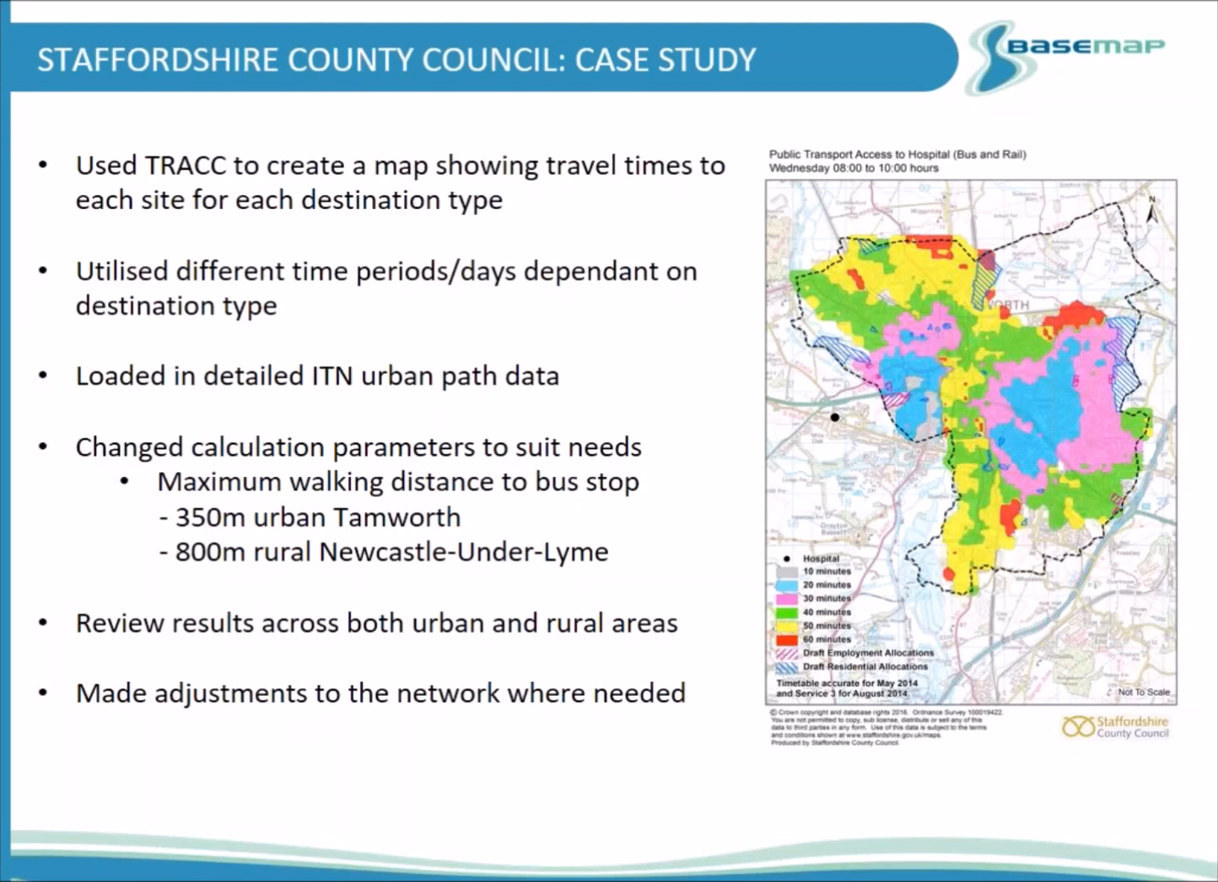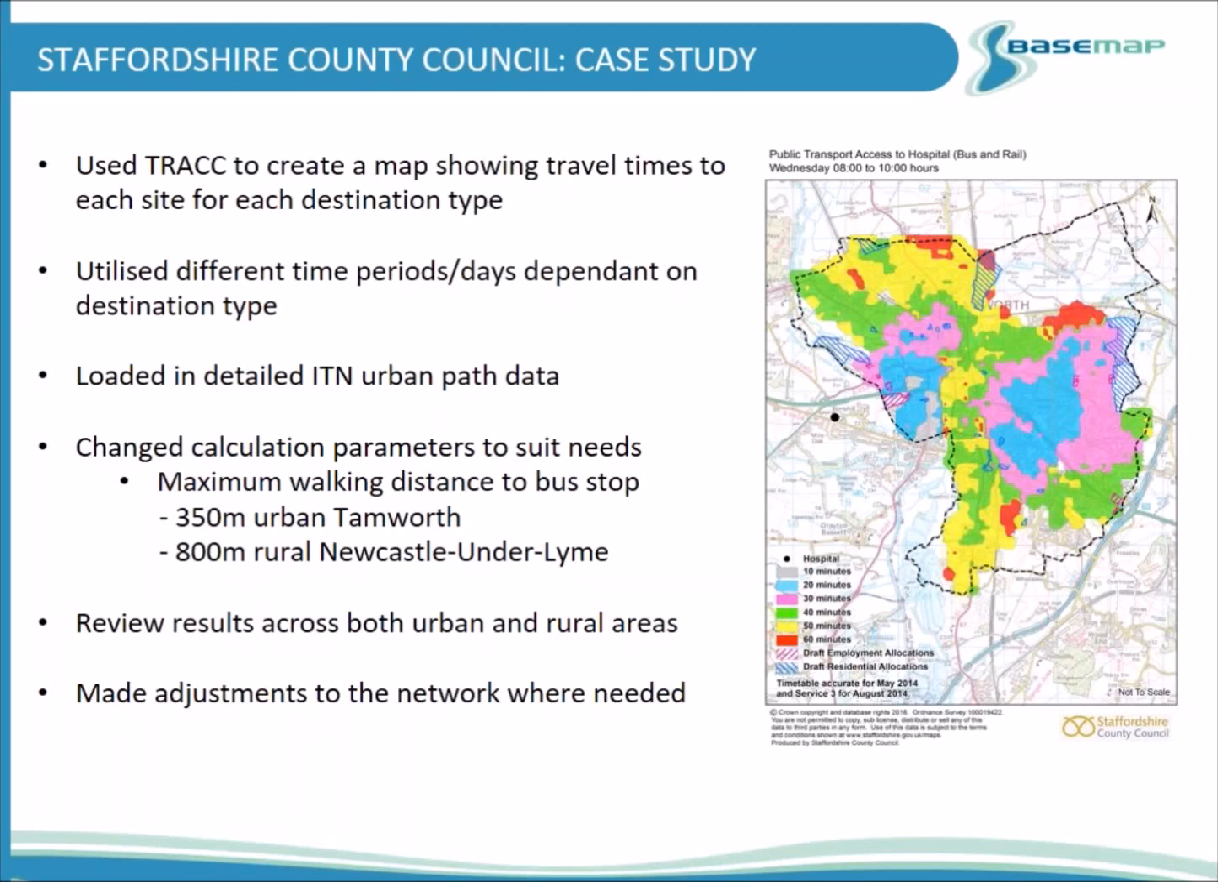And also, because they're looking at both rural and urban areas, footpath data is very, very important. So loading in the ITN and urban path data supplemented their footpath network, allowing people to accurately walk between bus stops and to their final site as well. And then when looking at access to that bus stop, they can limit it. So in urban areas, they could do 350 metres using that footpath data and 800 metres in the more rural area of Newcastle under Lyme, allowing them to get two different results they could easily review in both urban and rural areas. It also allows them to make any changes to the network when needed as well.